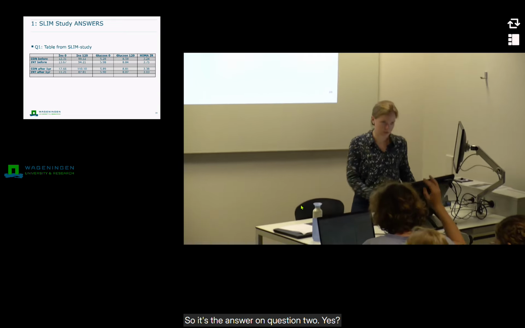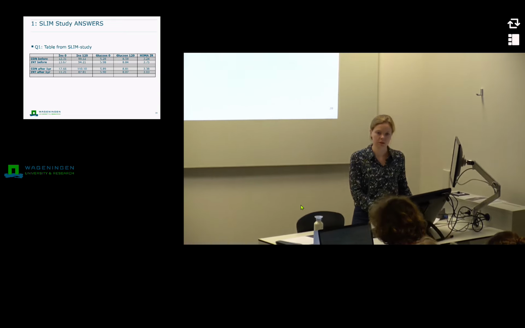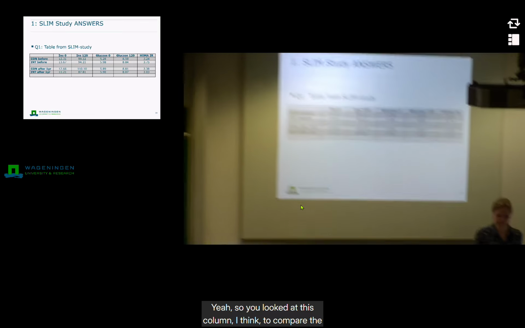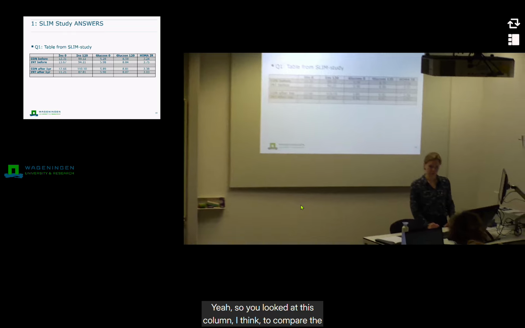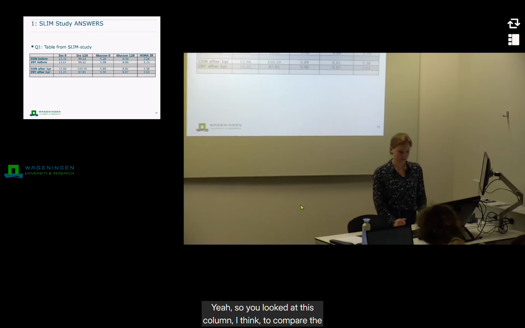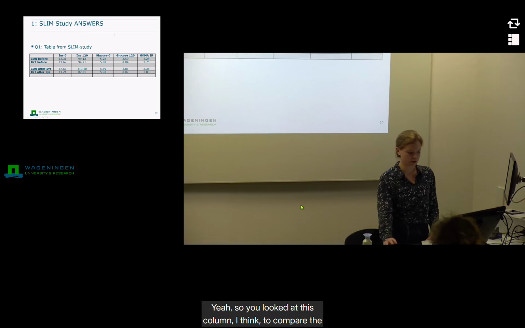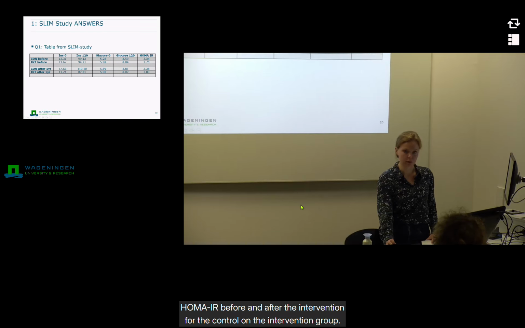So it's the answer to question 2. Yes? The sensitivity improved slightly. The HOMA-IR of the intervention group decreased more than the control group. Yeah, so you looked at this column to compare the HOMA-IR before and after the intervention for the control and the intervention group.